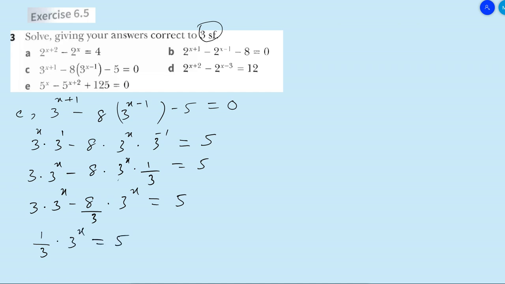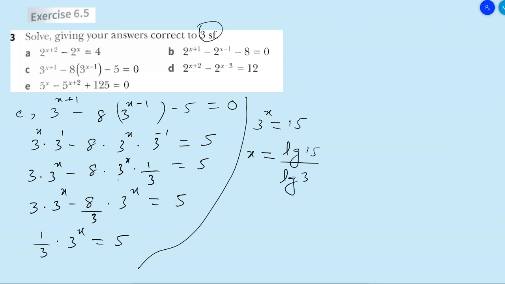Please, you must know how to take LCM. Okay, 3 power x, this 3 is divided over here, so this should multiply by 5. 3 fives are 15. Then x is equal to log 15 upon log 3. X is equal to, answer is 2.46. Okay, very easy.